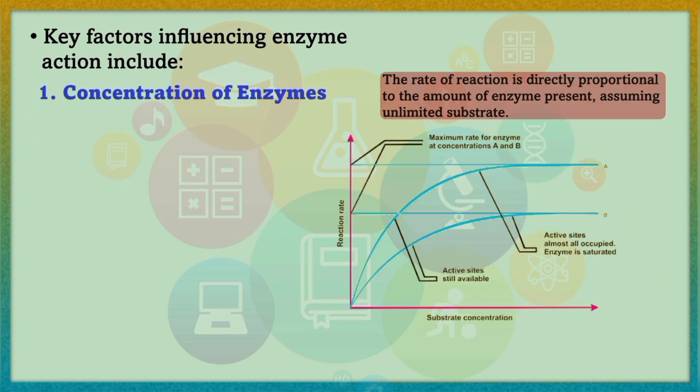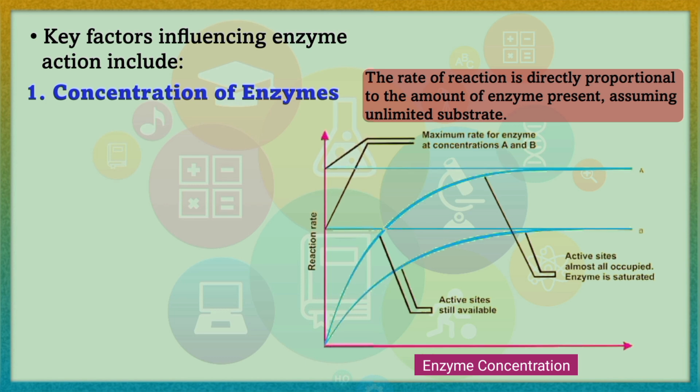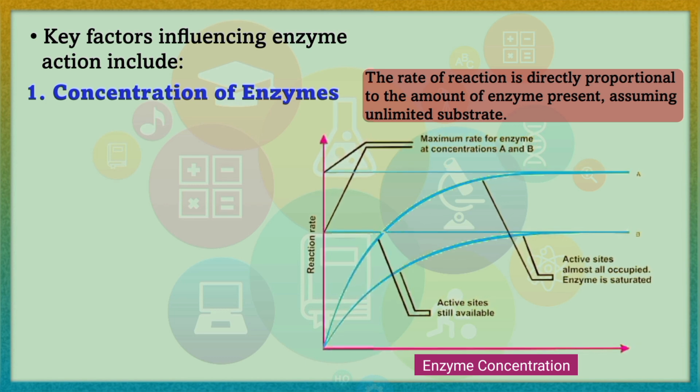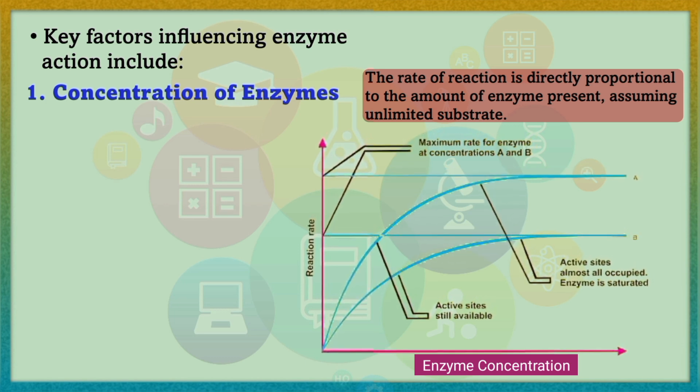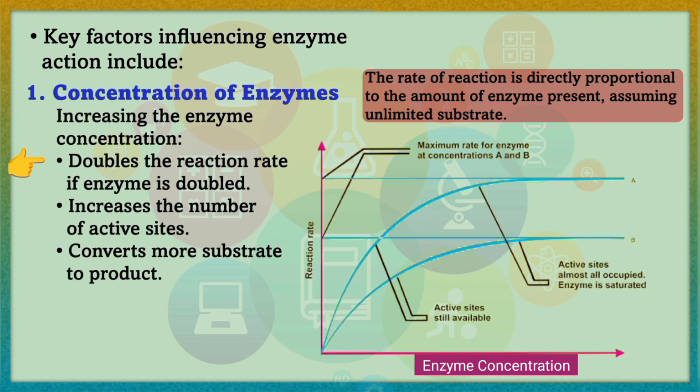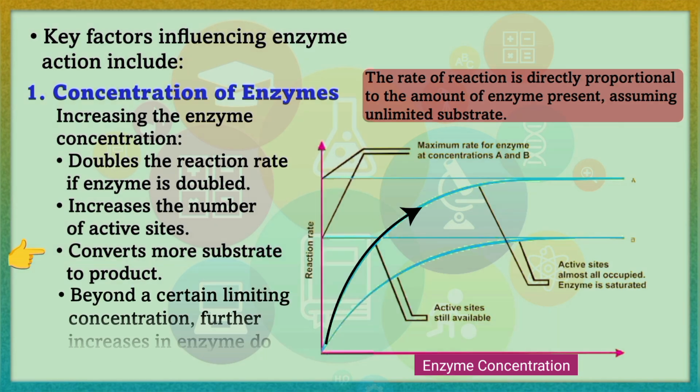1. Enzyme concentration. The rate of reaction depends directly on the amount of enzyme present at a specific time at unlimited substrate concentration. If the amount of enzyme is increased by twofold, the reaction rate is doubled. By increasing the enzyme molecules, an increase in the number of active sites takes place. More active sites will convert the substrate molecules into products in the given period of time. However, beyond a certain limiting concentration, further increases in enzyme do not affect the reaction rate.